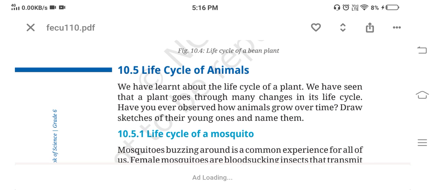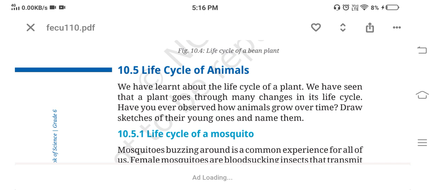10.5 Life cycle of animals. You have learnt about the life cycle of a plant, when you saw that a plant grows through many changes in its life. Have you observed how animals grow over time? Draw sketches of their young ones and name them.